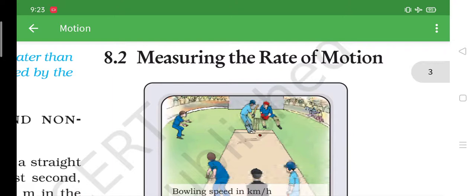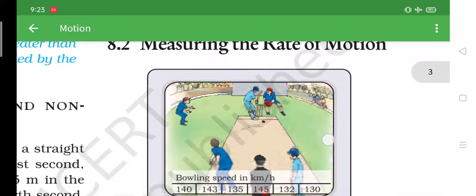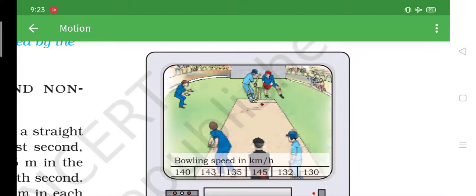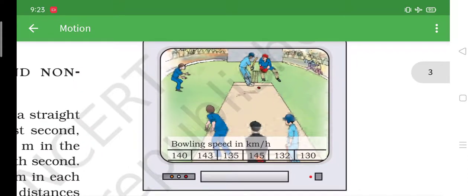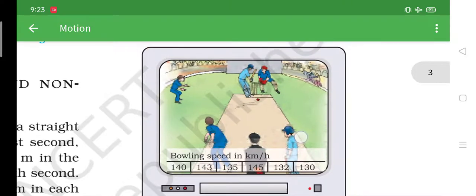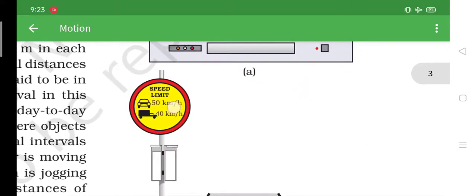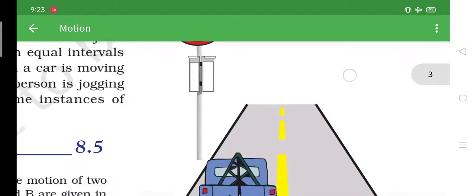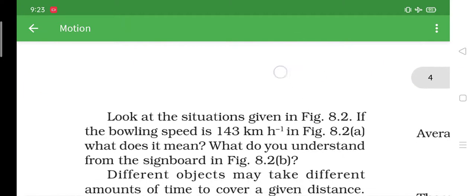Now you go from home to school in your vehicle. So you see one quantity. When you go from home to school, what is that quantity called? How do you go? You go with speed. So that quantity we will see here. You see bowling speed in kilometers per hour: 140, 143, 135, 145, 130. These are just an example for it. And here you see speed limit 50 kilometers and 40 kilometers per hour. Now let's see.